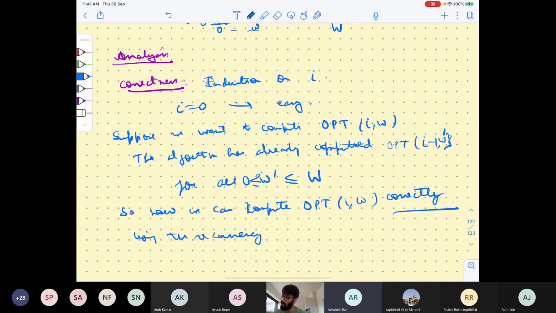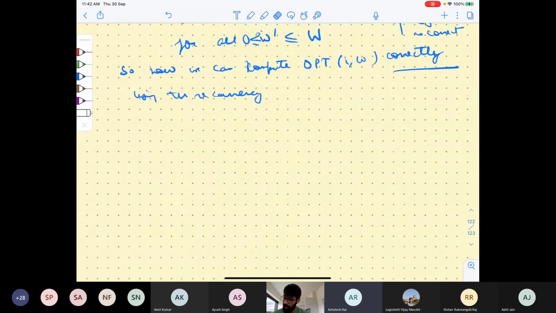And why correctly? Because by induction hypothesis, this is correct, that for the smaller i's, this is correct. Okay, good. So this is the correctness, and this is not very hard. And what else? Yeah, running time.